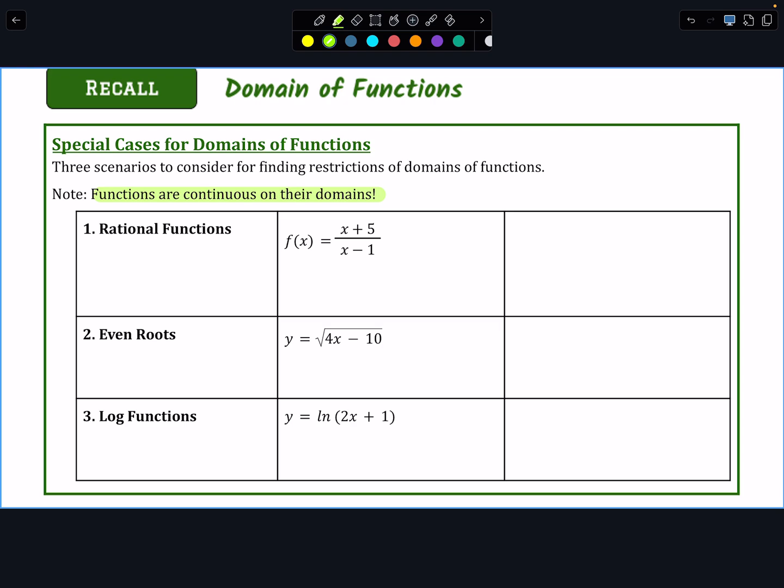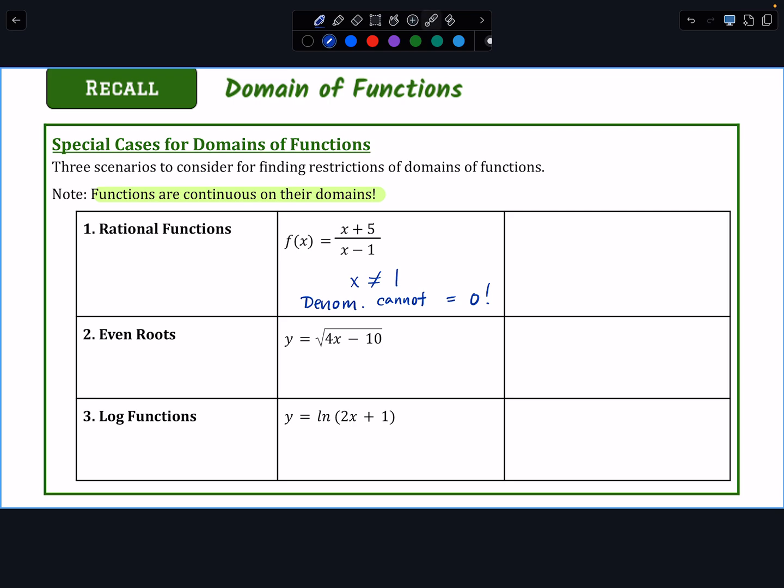So let's talk about some special cases that are going to come up. This is a rational function because it's a fraction. What makes the bottom 0? 1, okay? So do you guys agree, right here, I'm going to say that x cannot equal 1 because the denominator cannot equal 0. We agree with that? Okay.